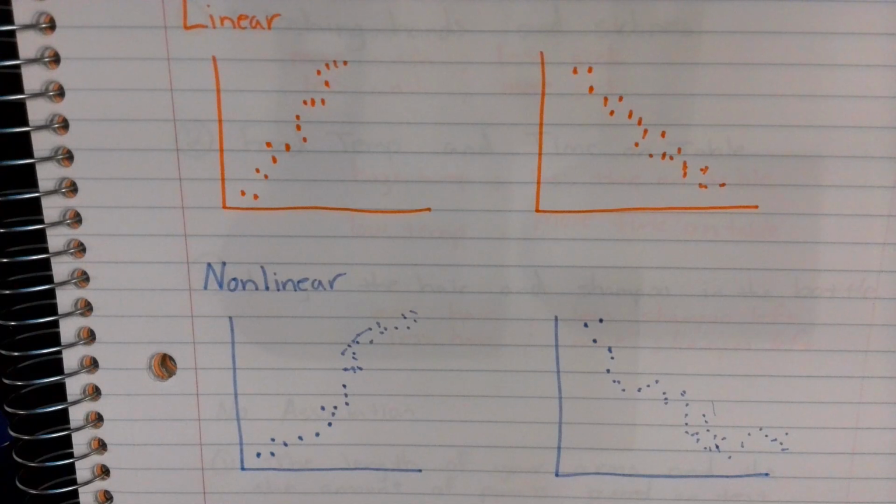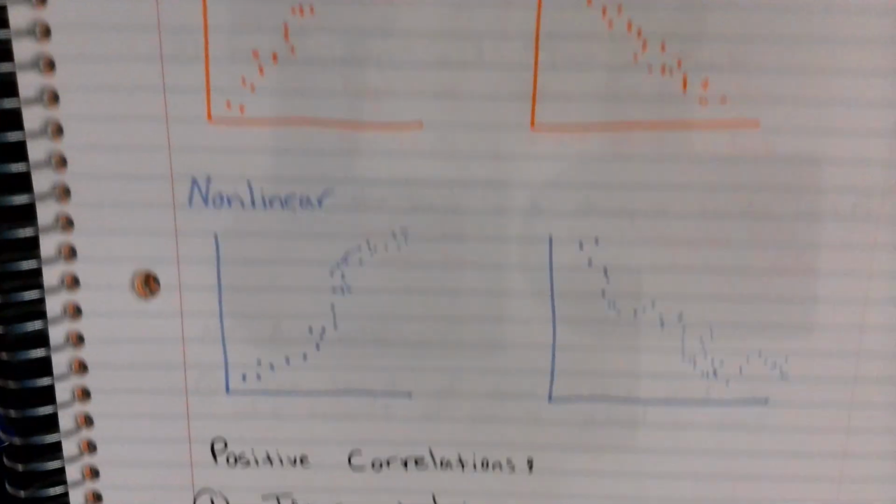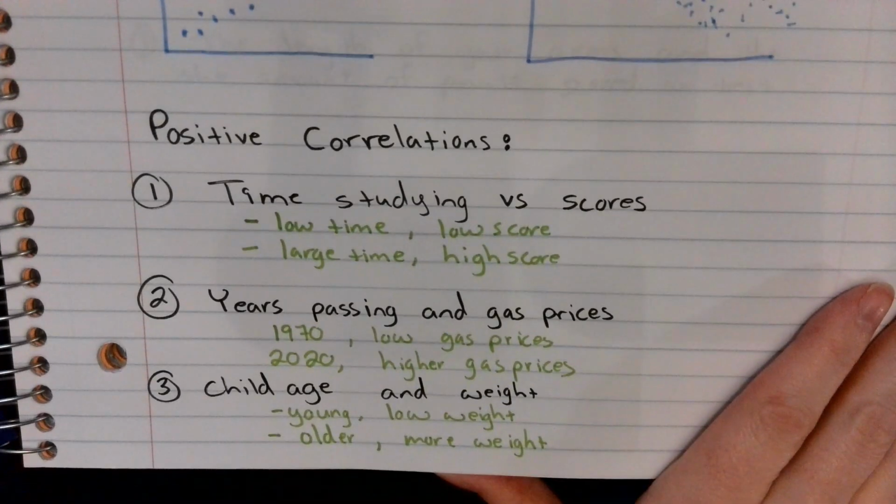Okay, so let's talk about different real-world examples for positive, negative, and no correlation. So for a positive correlation, I wrote down 3 examples here.